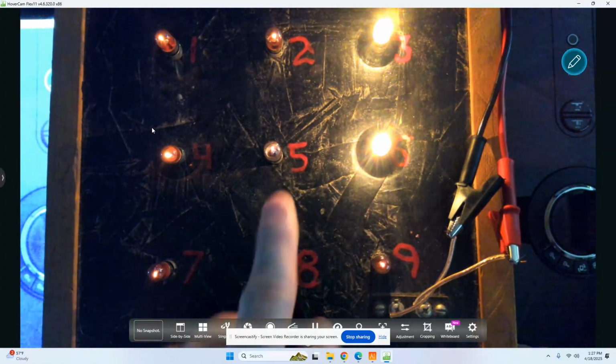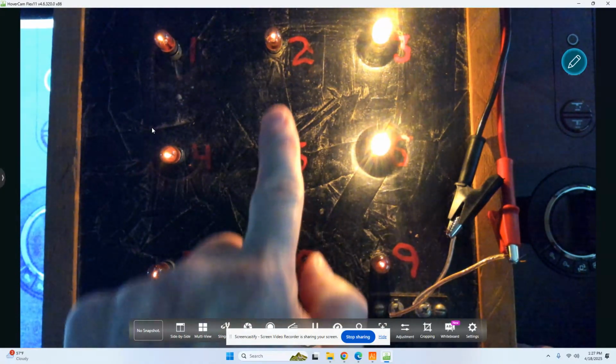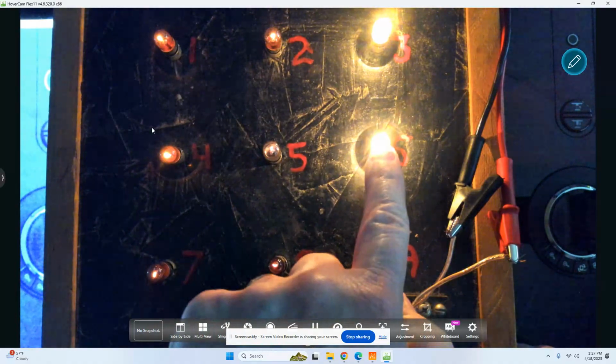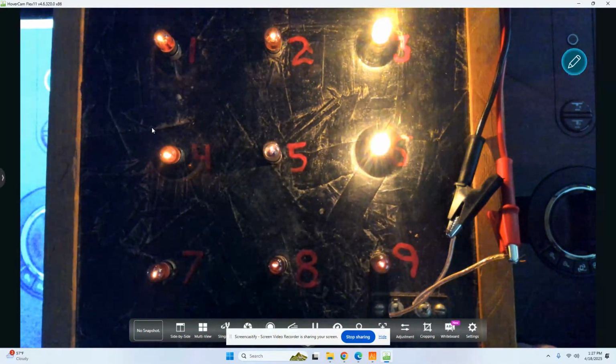One thing you should probably notice is that 5, 7, 8, and 9 are all about the same brightness as 1, 2, and 3, but 6 and 3 are brighter.